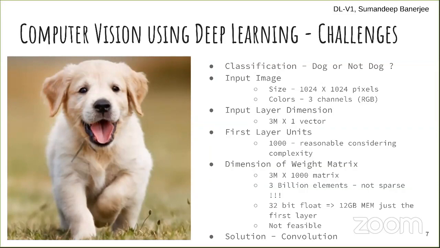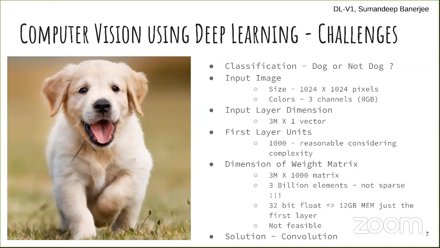Let's say, for example, on the left is this image of a dog, and we want to build a classifier for whether this image contains a dog or not. And let's say a very common image size, 1024 by 1024, which is actually small considering today's cameras give 12 megapixel, 15 megapixel images. This is just a 1 megapixel image. And for that the input layer dimension is about 3 million.